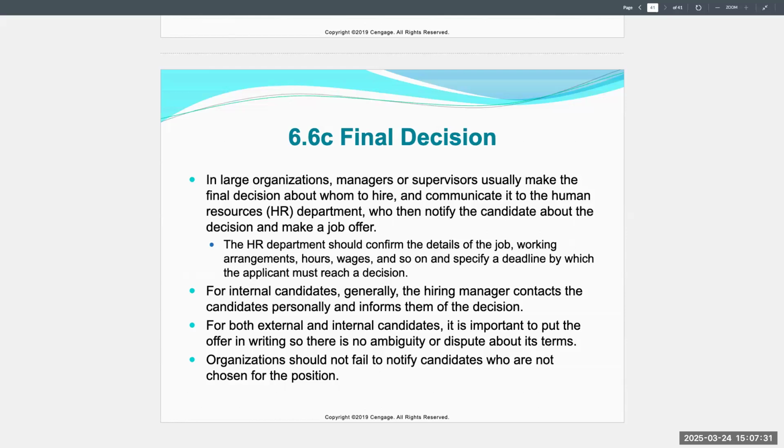For internal candidates, the process can be more personal. For external candidates, a formal written offer is standard practice, but equally important is following up with those who were not selected. Silence damages employers' branding and leaves candidates with a negative impression.